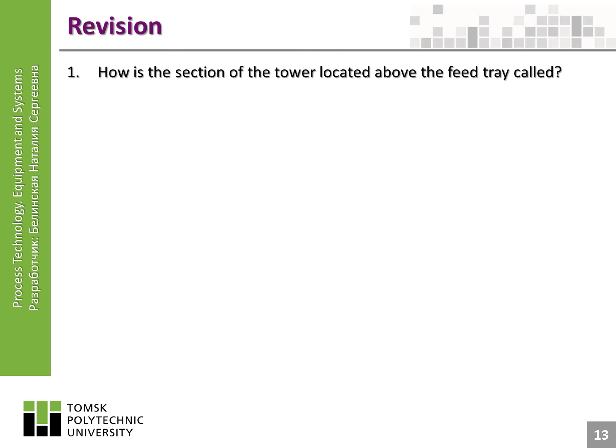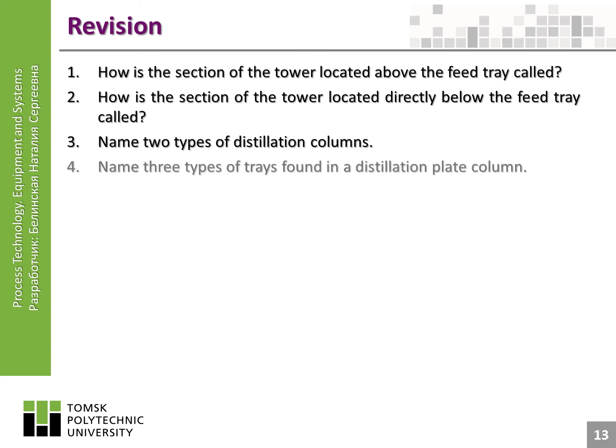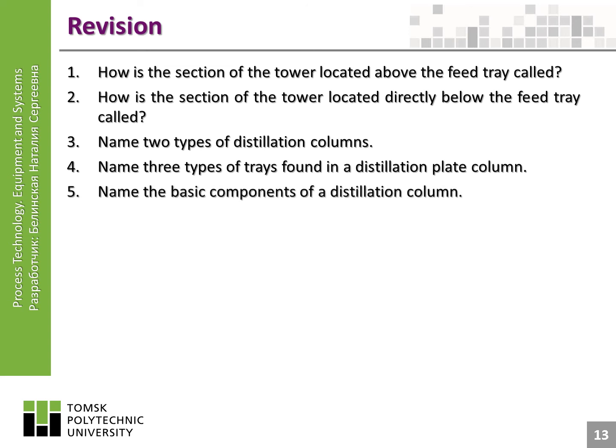To revise the learned material, answer the questions. What is the section of the tower located above the feed tray called? What is the section of the tower located directly below the feed tray called? Name 2 types of distillation columns. Name 3 types of trays found in a distillation plate column. Name the basic components of a distillation column. List the problems in a distillation column.